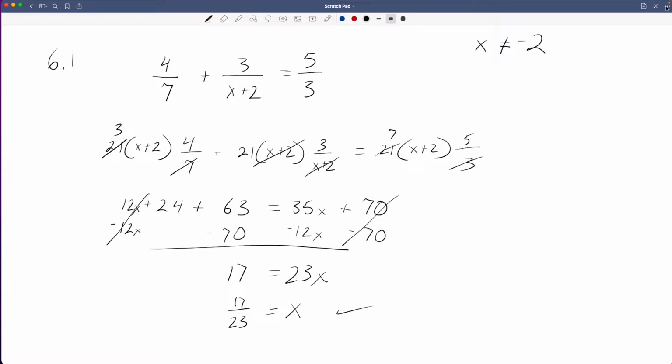So let's do another one, 6.2. We have to solve two parts here. We have A, which is 3/7x plus 2/5y equals 11. So obviously we have an x and a y. We're going to be solving for both. B, so this is a system of equations here.